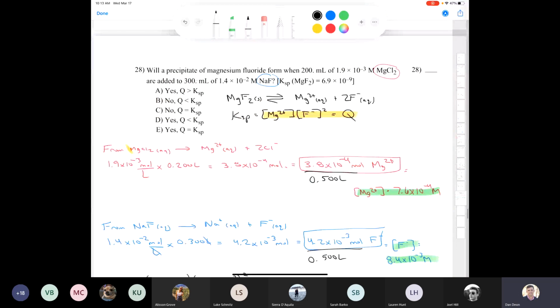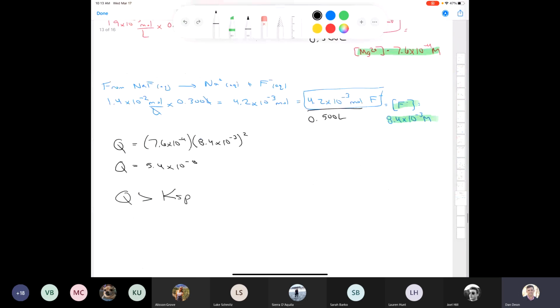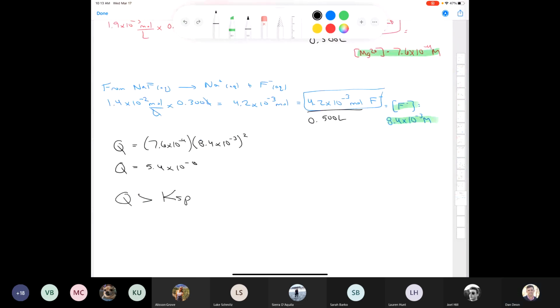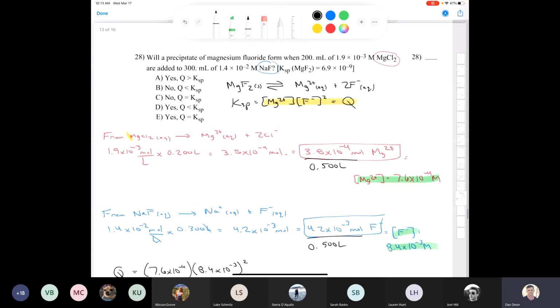So you can see that only one of them has Q greater than KSP. I wanted to ask you guys if a precipitate would form. Well, hopefully you understand that if you exceed the KSP with the concentrations, a precipitate will form. So we'll put here, therefore precipitate will form. All right, here we go.